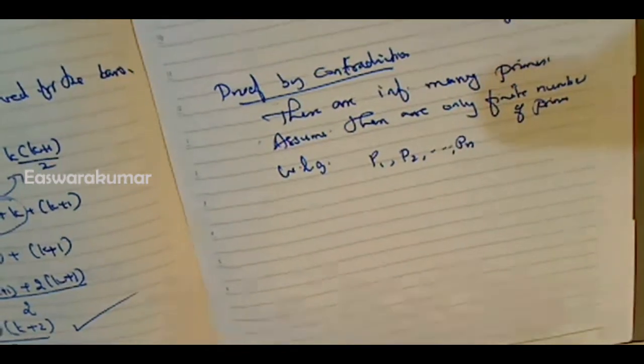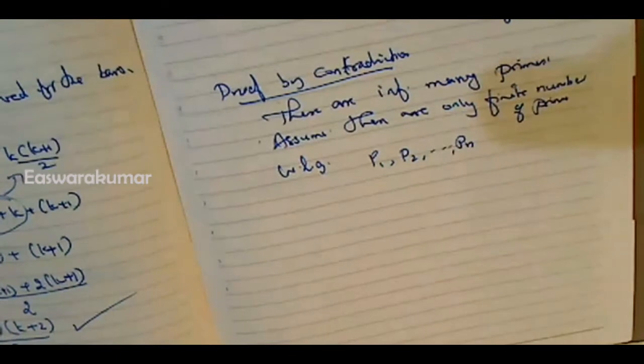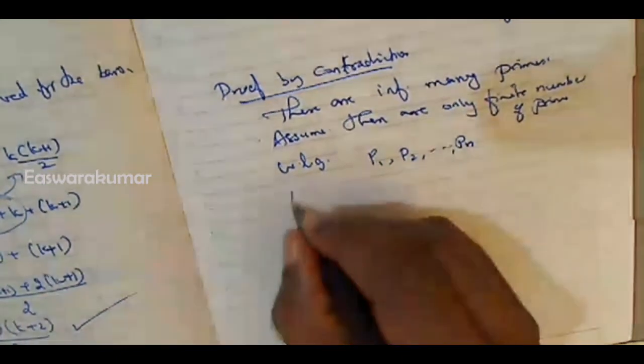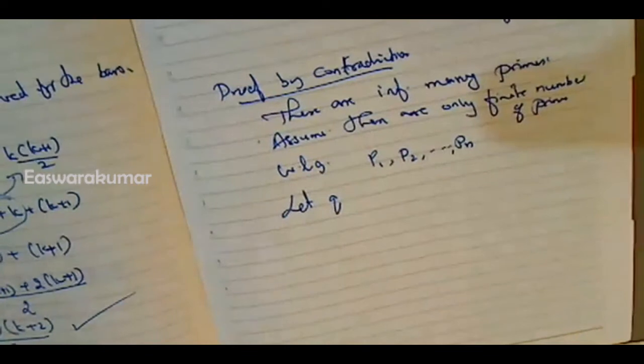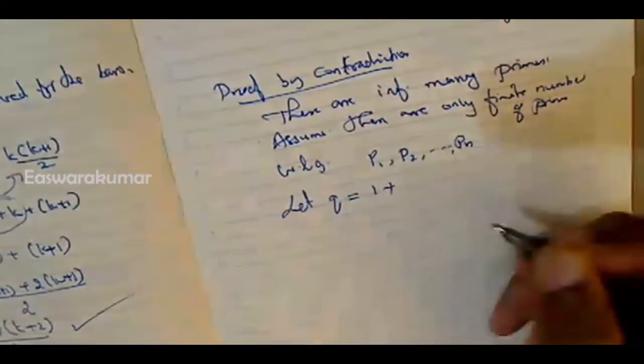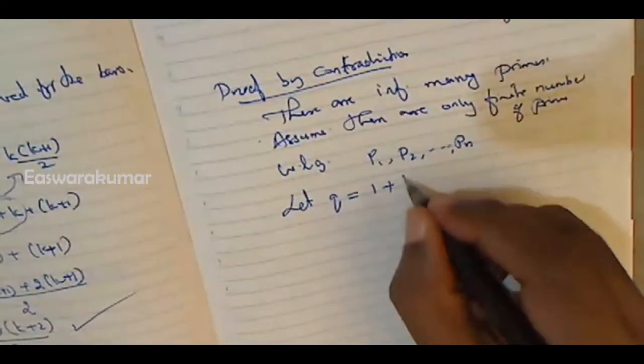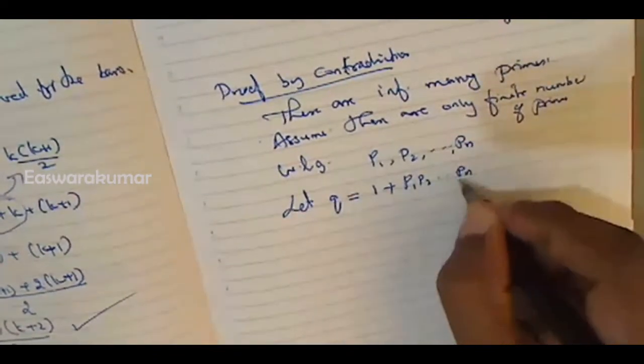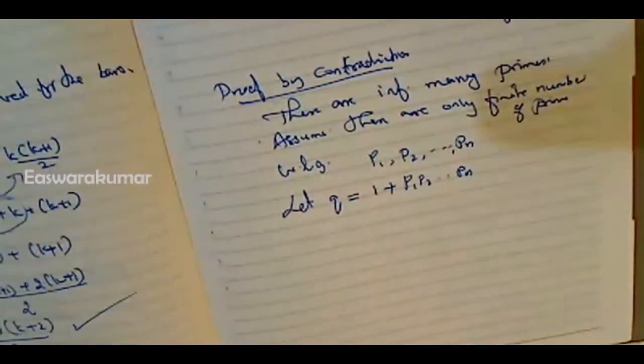Okay. Now, based on these prime numbers, I am trying to form another number. So let the number be Q. How I form this Q is 1 plus the product of these prime numbers, that is P1, P2, etc., Pn. The product of these. Okay, now Q is a new number. My question is whether Q is a prime or not. Suppose it is not a prime. Okay, suppose this Q is not a prime.